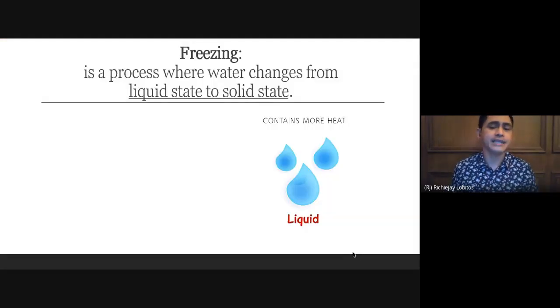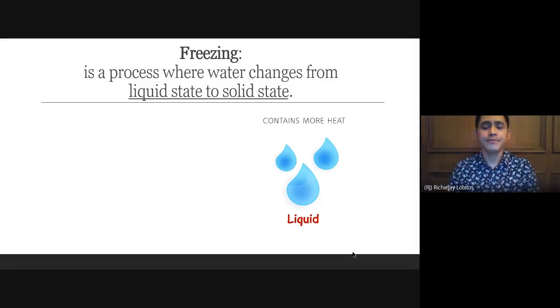Now, freezing. Freezing is a process where water changes from liquid state to solid state. So this is the vice versa. This is the opposite process. When water changes into ice, that is what we call freezing. Now, how does that happen? What could trigger or cause a water state to change into solid state?